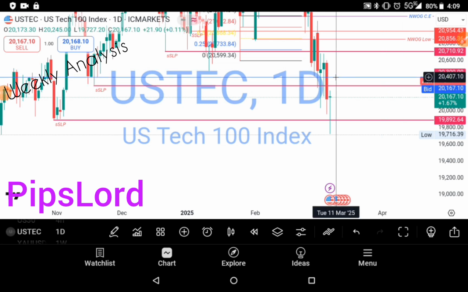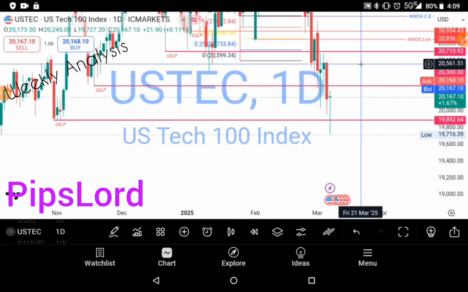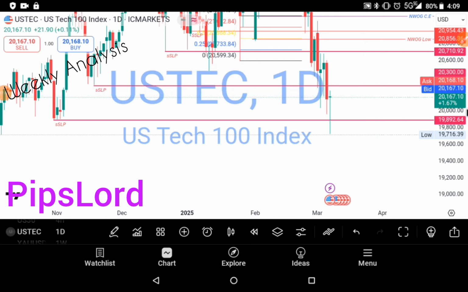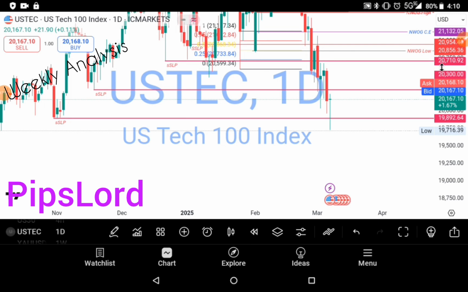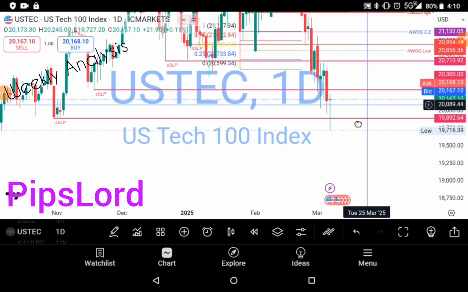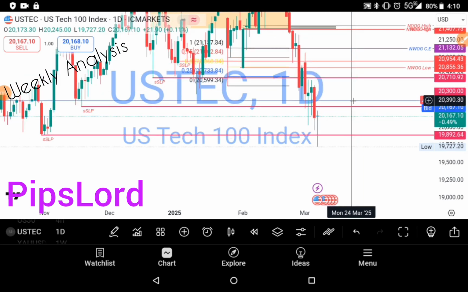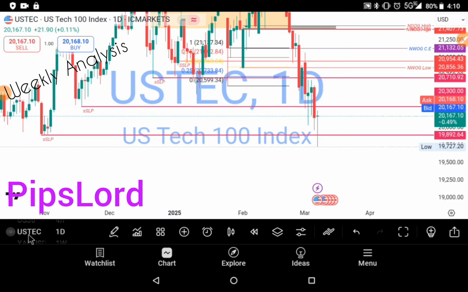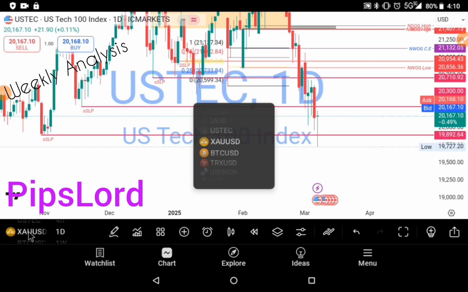I'll be going for 20,600. So if 20,300 should give way and serve as a support to the price, then I'll be going for 20,600, 20,700, and movement back into 21,000. So until the market opens, then we move from there.